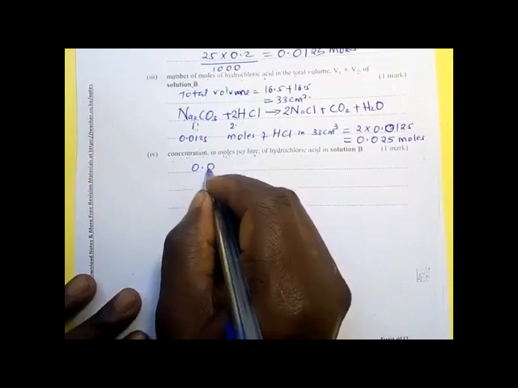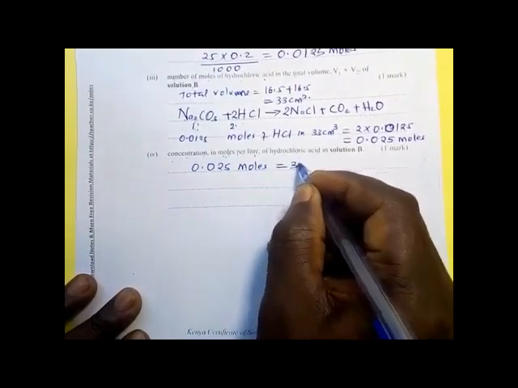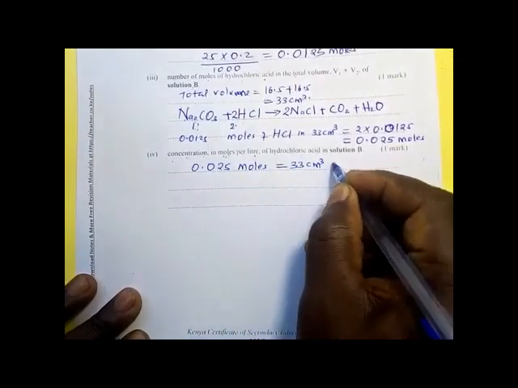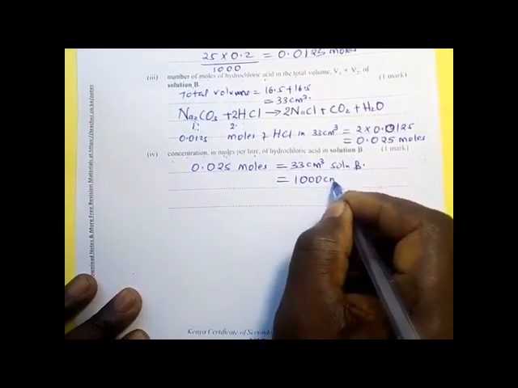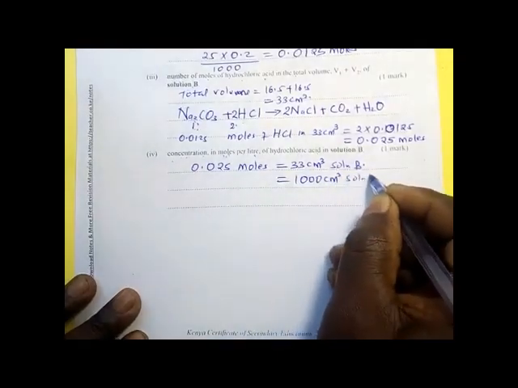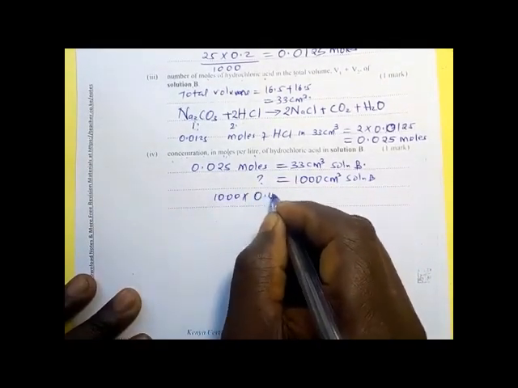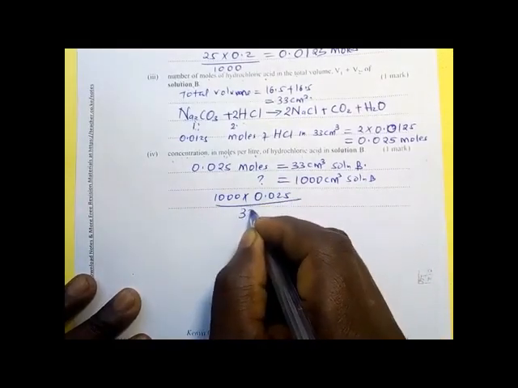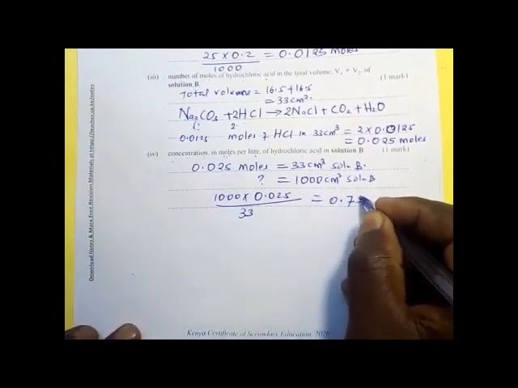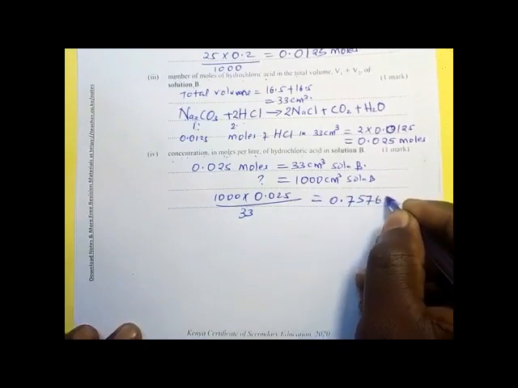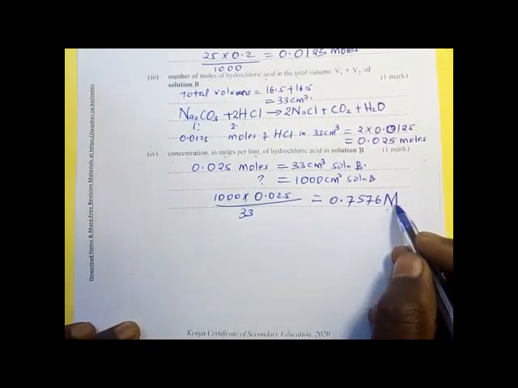So 0.025 is the number of moles contained in 33 centimeters cube solution B. 1,000 centimeters cube solution B will contain how many moles? 1,000 times 0.025 divided by 33. That one is going to give us 0.7576 M. Capital M stands for moles in 1 liter, molarity.